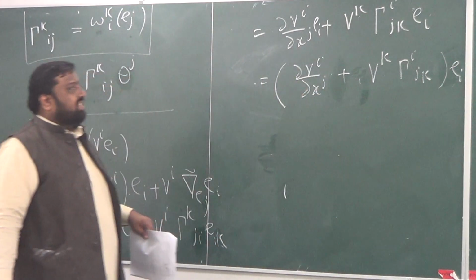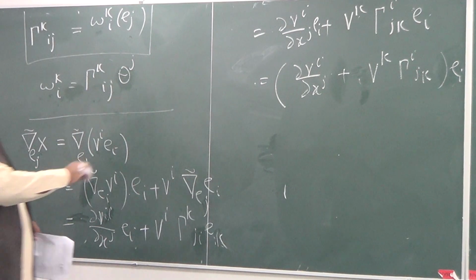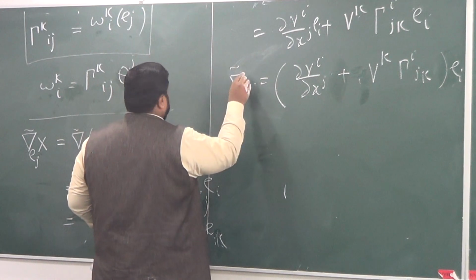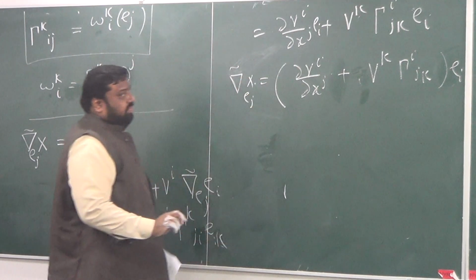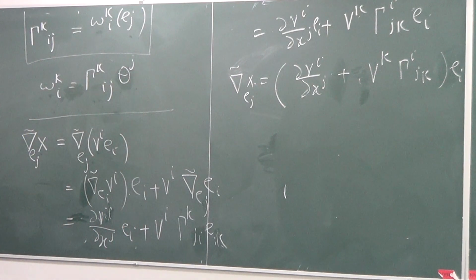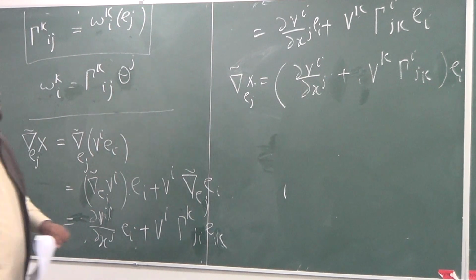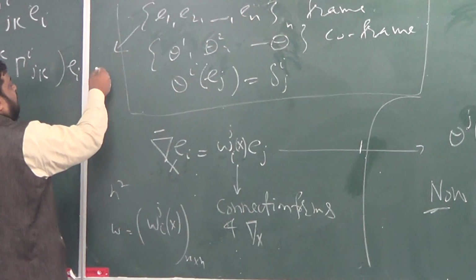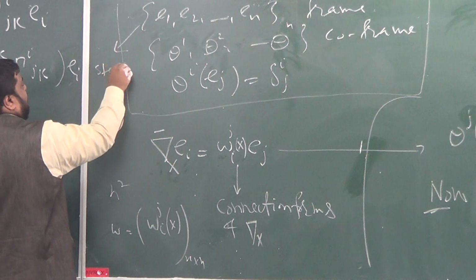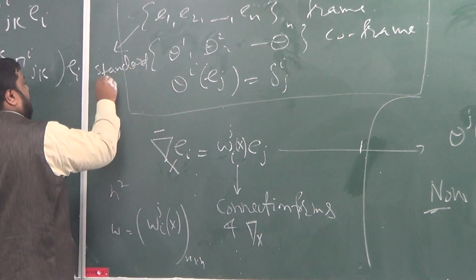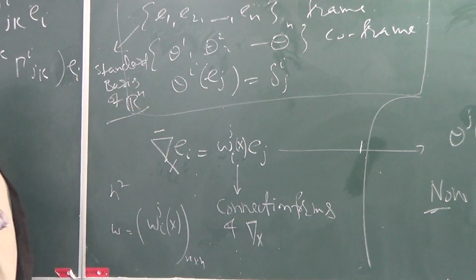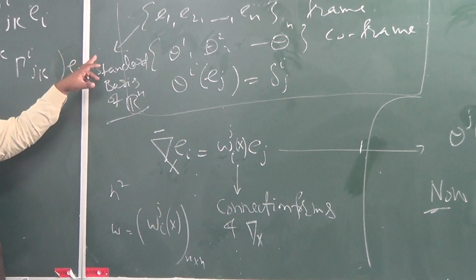Something like that. So you're going to get that. So what is this telling you? You have to keep one thing in mind, that this frame does not always mean the standard basis of Rn. It's not always the standard basis of Rn. Okay? So this is just an abstract symbol.